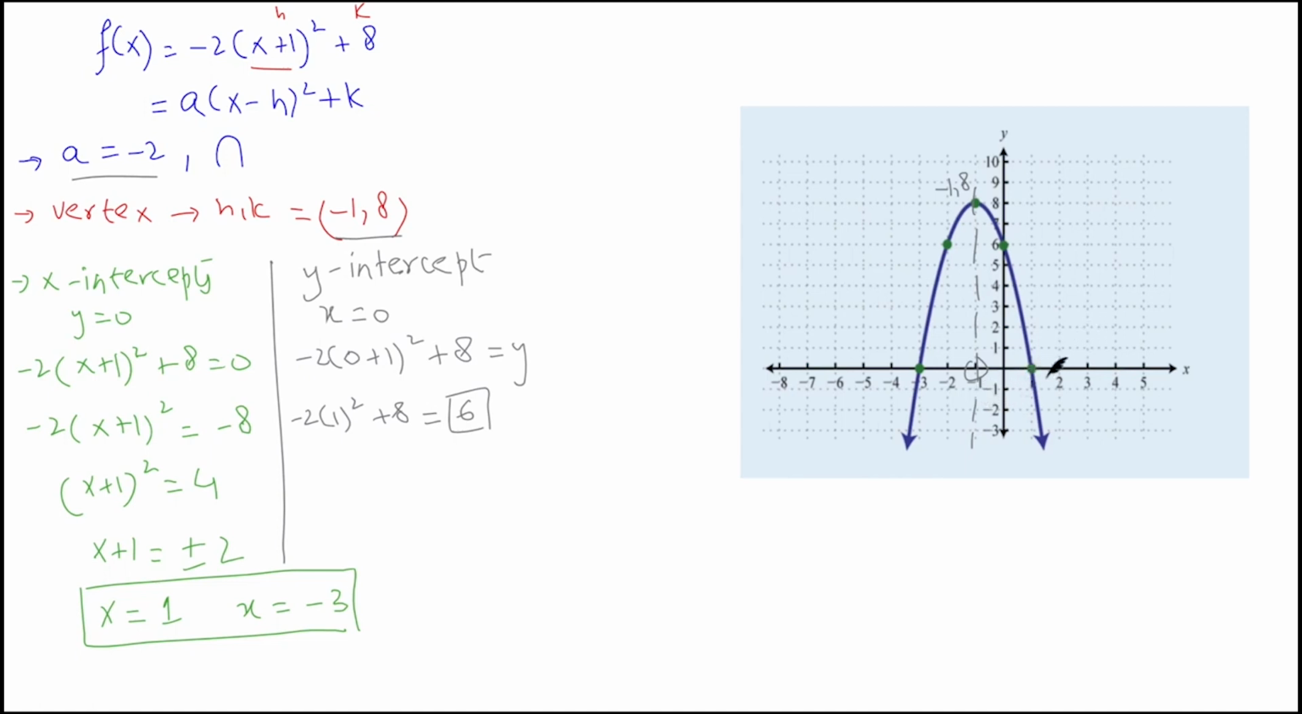Okay, then we have our x-intercepts at 1 and minus 3. At x equals 1, this is one of the x-intercepts, and this is the second x-intercept at x equals minus 3. Lastly, we have our y-intercept at y equals 6. So these are the things that you need to know.